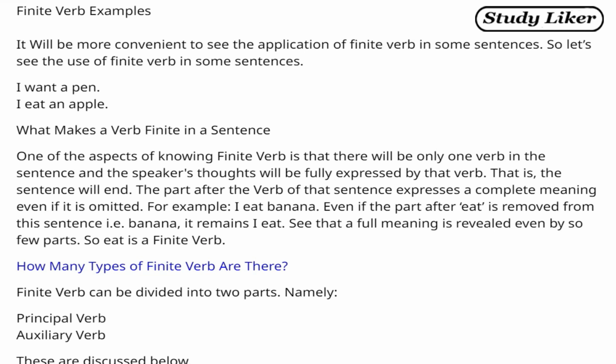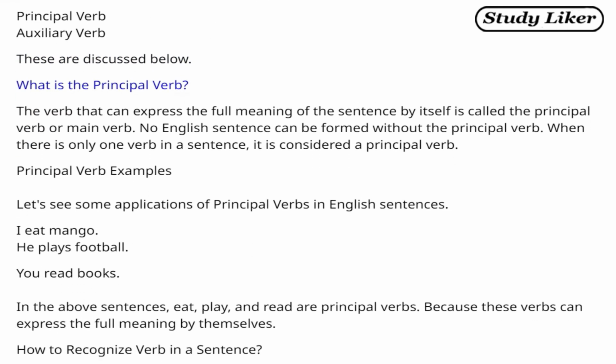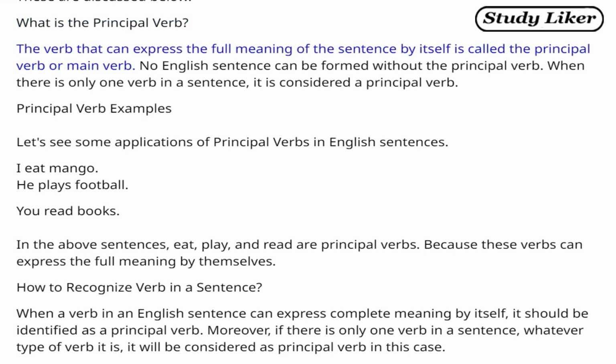How many types of finite verb are there? Finite verb can be divided into two parts. Namely, principal verb, auxiliary verb. These are discussed below. What is the principal verb? The verb that can express the full meaning of the sentence by itself is called the principal verb or main verb. No English sentence can be formed without the principal verb. When there is only one verb in a sentence, it is considered a principal verb.